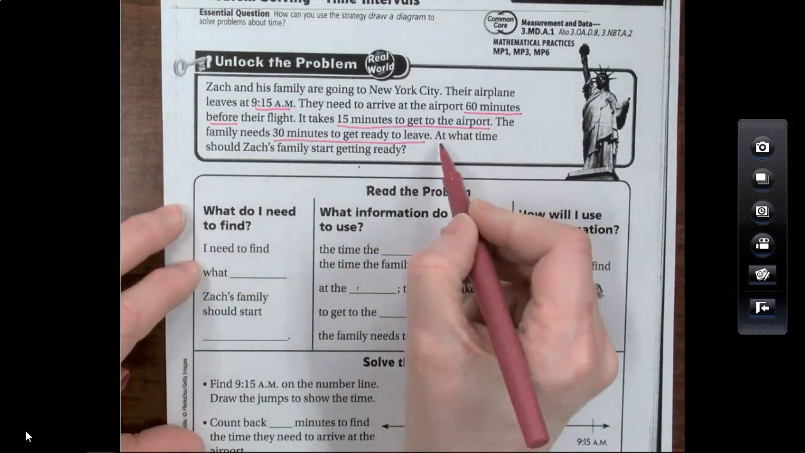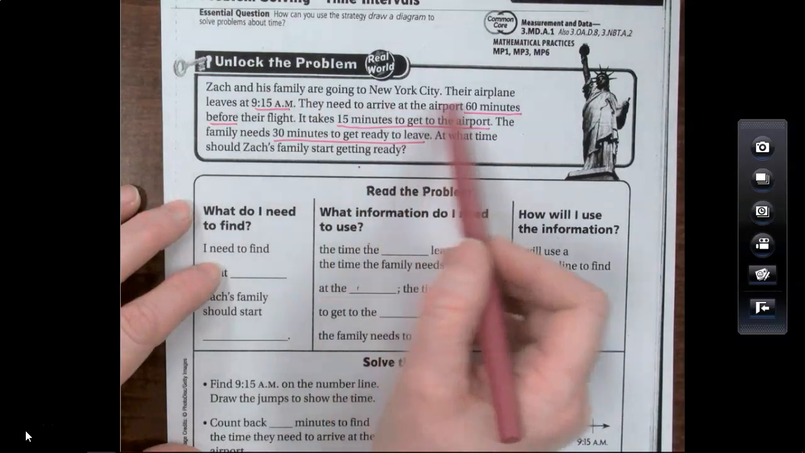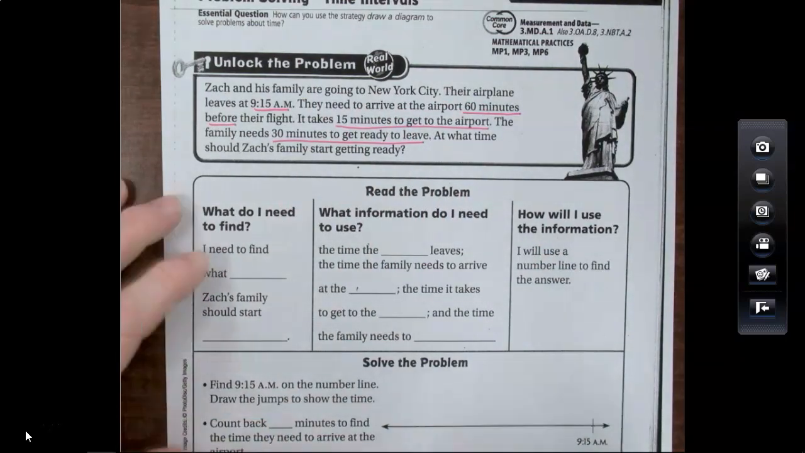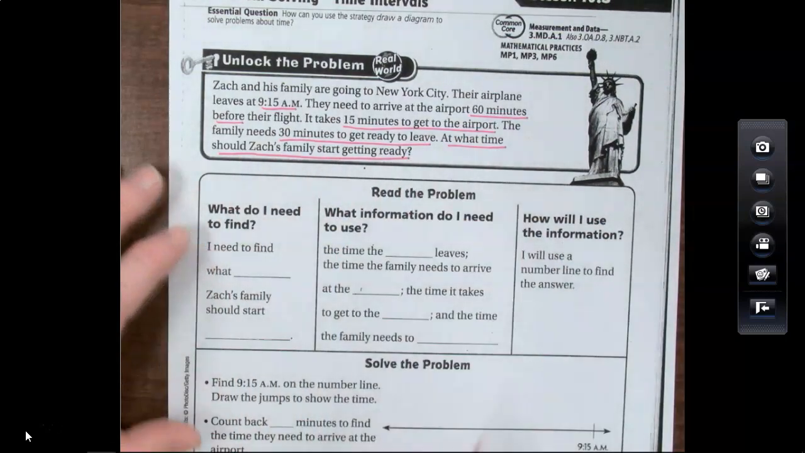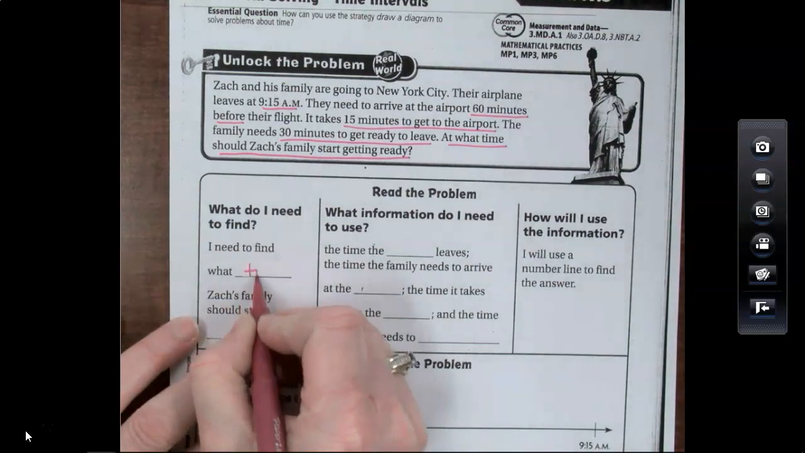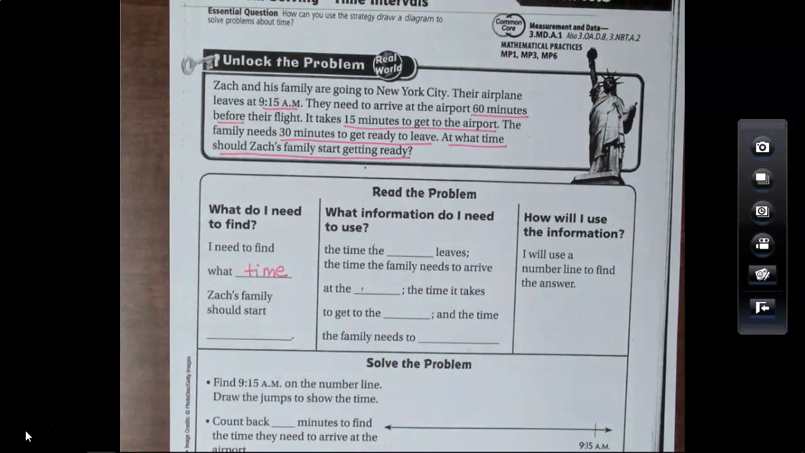Now, here's our question, what we need to find. At what time should Zach's family start getting ready? Because all this time that we've underlined here has to be accounted for. At what time should Zach's family start getting ready? Okay, so I need to find what time Zach's family should start getting ready.